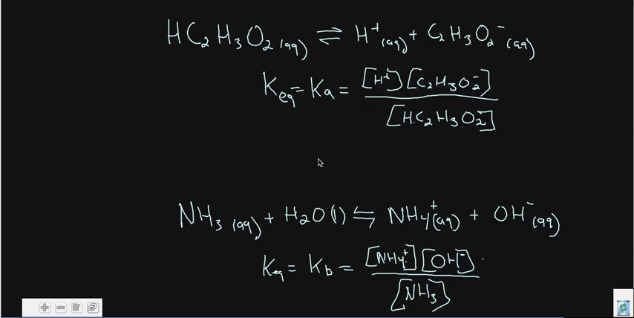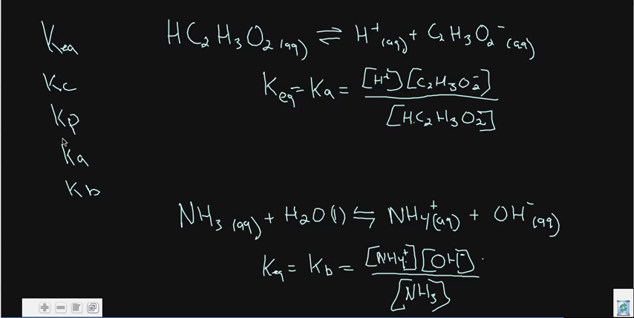Now, with equilibrium constant expressions, under the heading of KEQ, we've talked about Kc, which is the equilibrium constant expression for concentrations. We've talked about Kp, which is the equilibrium constant expression for partial pressures. We've related those two. And now I want to talk about the idea of Ka and Kb.